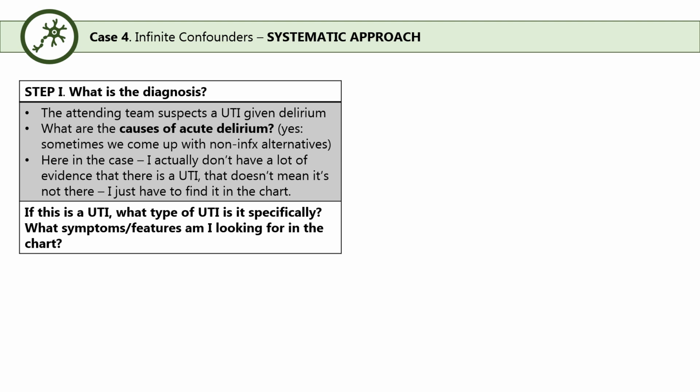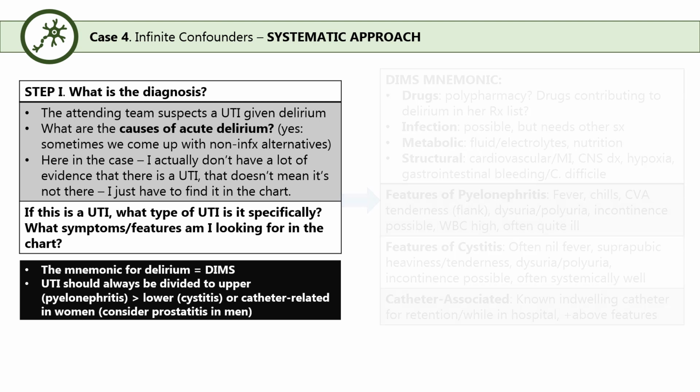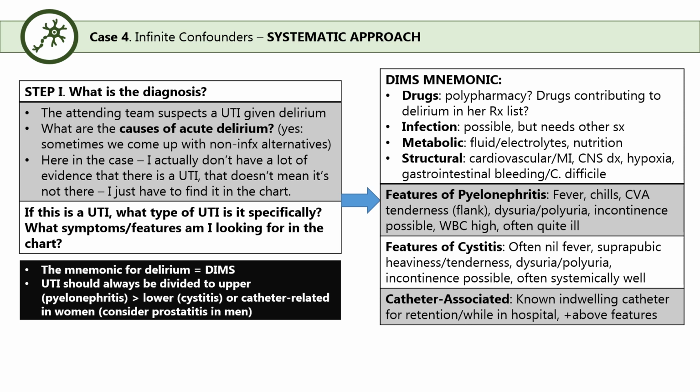Next, what are the causes of delirium? In cases where the chief complaint is blamed on an infection, we need to know other possible causes so we can see if there are better explanations. Remember, a common mnemonic for delirium is DIMS, which we can use to look for other causes. And in this female, we should be asking, if this is a UTI, is it a cystitis, a pyelonephritis, or a catheter-related UTI? Our DIMS mnemonic stands for drugs, i.e.